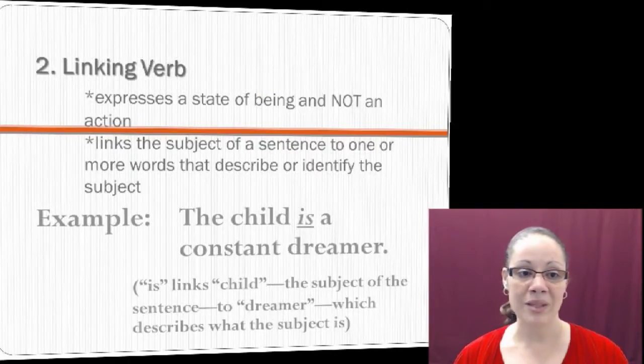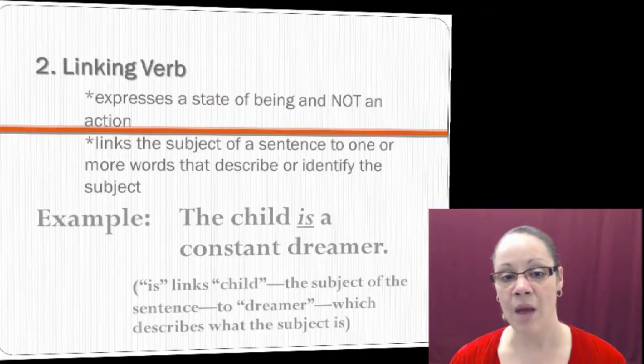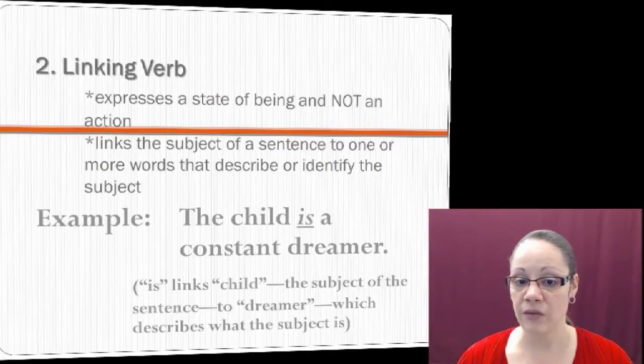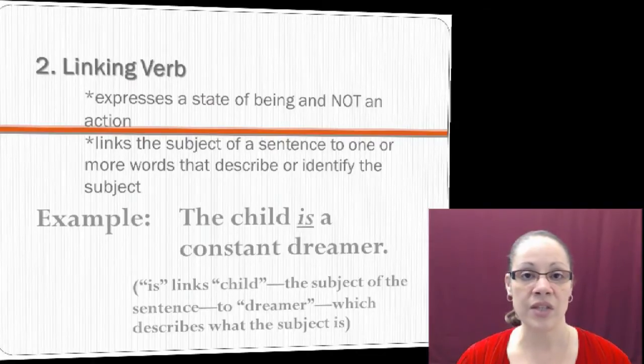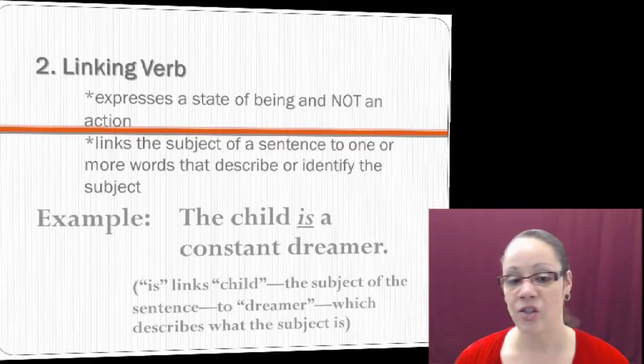Our second type of verb is the linking verb. It expresses a state of being and not an action. So it's what a subject is, not what he or she is doing. A linking verb will also link the subject of a sentence to one or more words that describe or modify the subject. Let's look at our example. The child is a constant dreamer. Is is our linking verb. It's one of our be verbs. It links the subject of the sentence, child, to another word that identifies the subject, which is dreamer. That describes the subject.